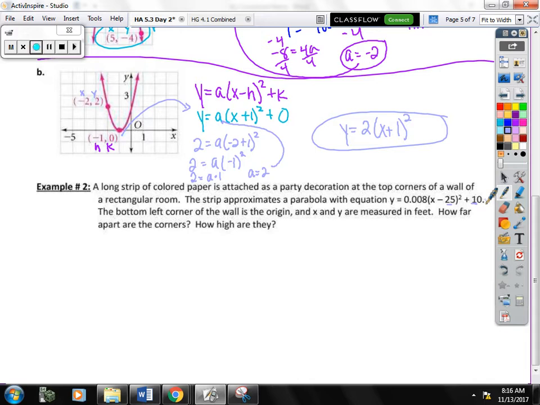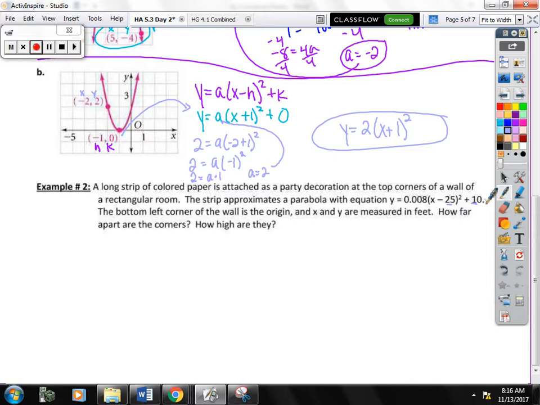So a long strip of colored paper is attached as a party decoration at the top corners of a wall of a rectangular room. So in here, imagine it hanging up there and drooping down like a streamer and hanging up in that corner. The strip approximates a parabola with this equation. The bottom left corner of the wall is the origin. So if you think about this going down to the bottom of the floor, that's the origin. X and Y are measured in feet. How far apart are the corners? So how far apart or how long is this wall? And then how high are the corners?